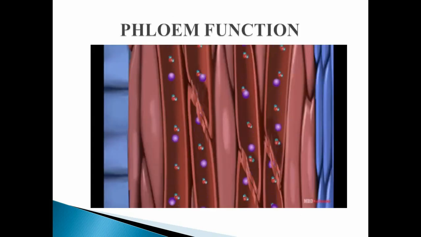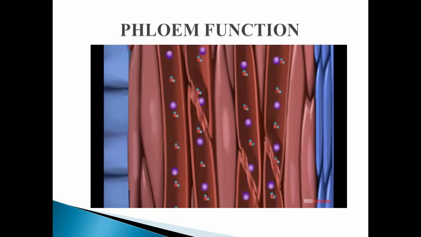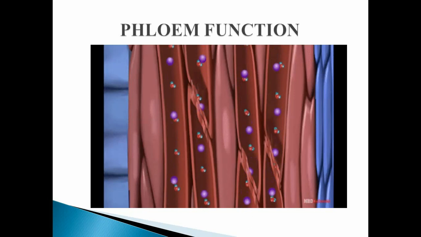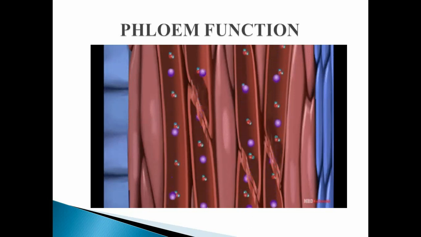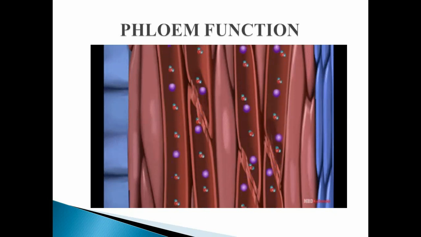Now the function of phloem. Phloem provides a passage for the movement of food manufactured in the leaf to all parts of the plant. Food that is prepared in the leaves is conducted to all parts of the plant through phloem.